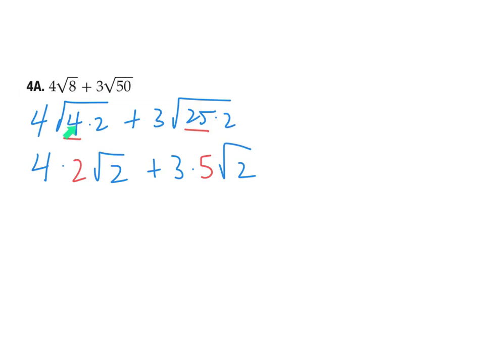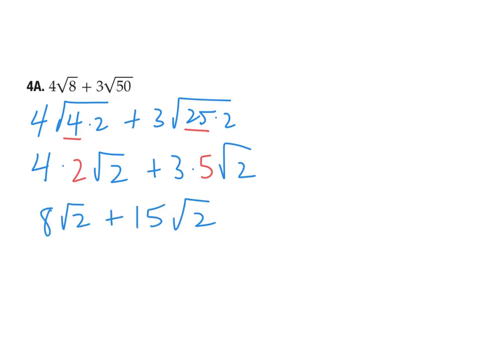Okay, the square root of 4 comes out as a 2, and it's going to get multiplied by the 4 that was already here. The square root of 25 comes out as a 5, and it's going to get multiplied by the 3. And the 2 underneath, we can't do anything with that, so it stays underneath. So this is some of the same stuff that we did on Friday. Now I just need to multiply. This becomes 8 root 2, and this becomes 15 root 2.